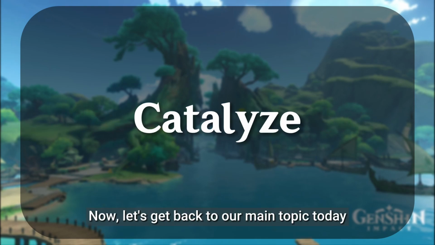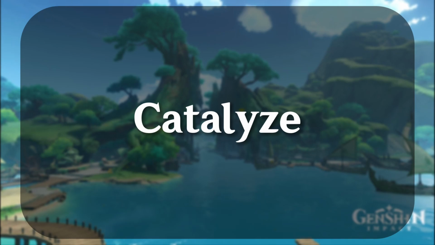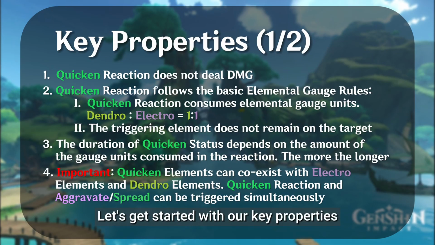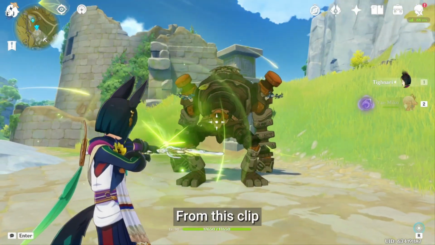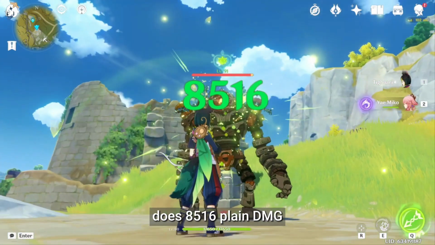Now, let's get back to our main topic today, Catalyze. Let's get started with our key properties. First, Quicken reaction does not deal damage. From this clip, you can see my Tighnari does 8516 plain damage with his charge attack.